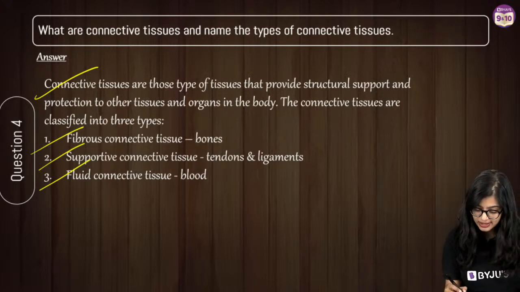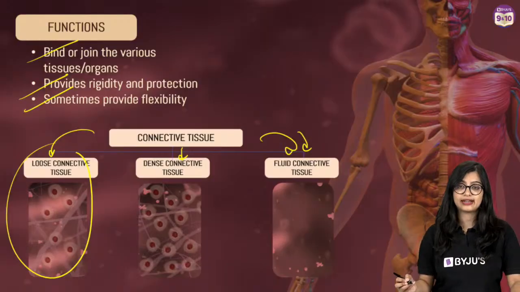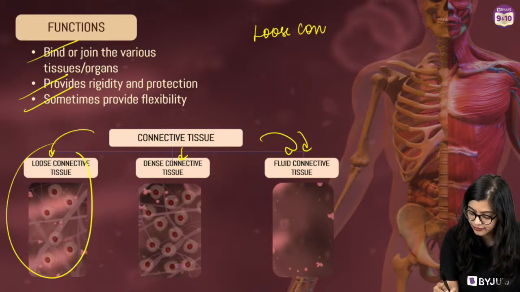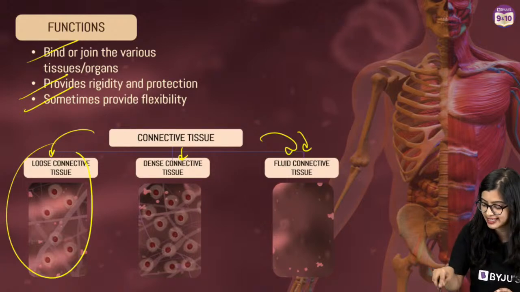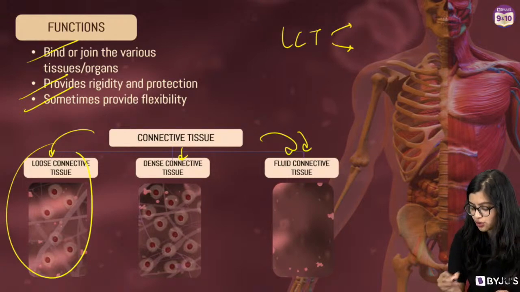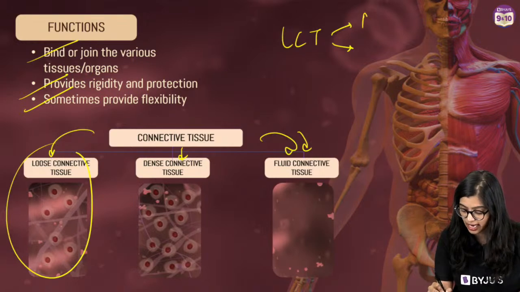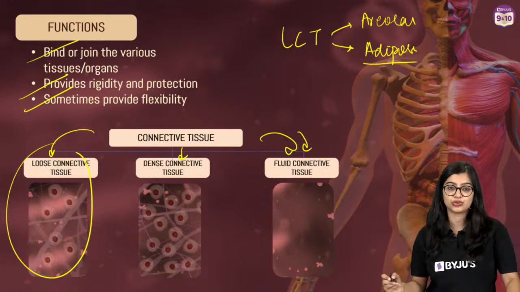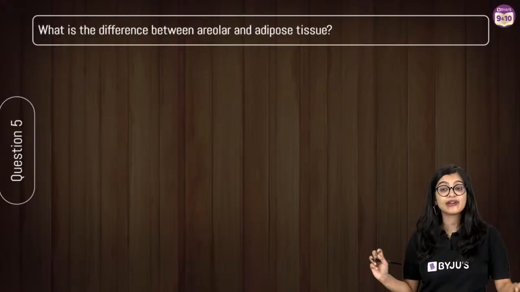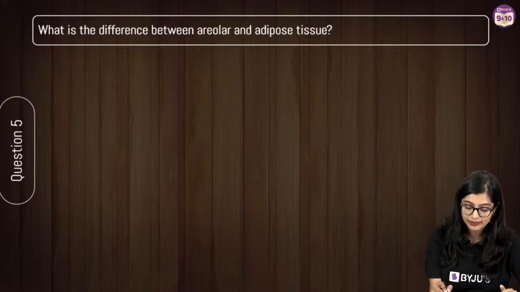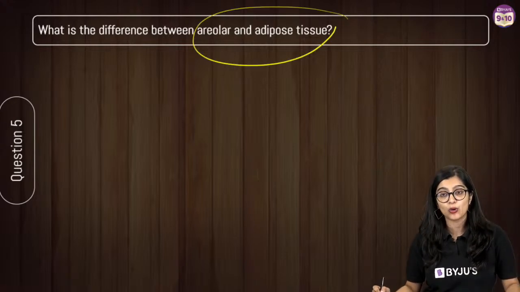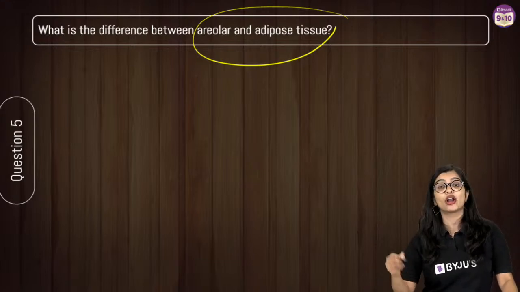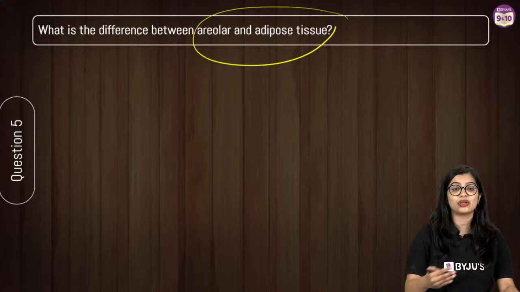First and foremost, let's talk about the loose connective tissue. When we talk about loose connective tissue, I'm just going to write it as LCT. In loose connective tissue, we see that we have two kinds: areolar tissue and adipose tissue. A question very commonly asked in your examination is to differentiate between adipose and areolar tissue. So let's understand what we mean by areolar and what we mean by adipose.